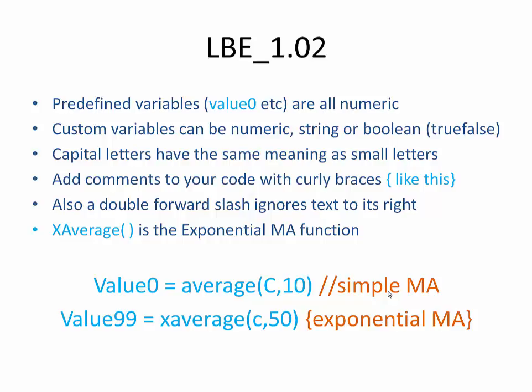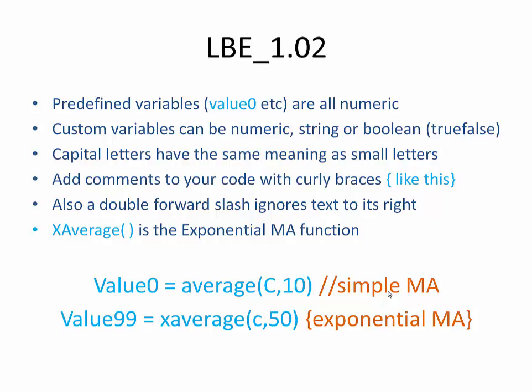Comments can be added to the code by enclosing the comment in curly braces, which is helpful if you wish to comment out several lines of code all at once. If you're just commenting out code on one line, you can use the double slash marks, which comment out everything to the right. That's the forward slash.